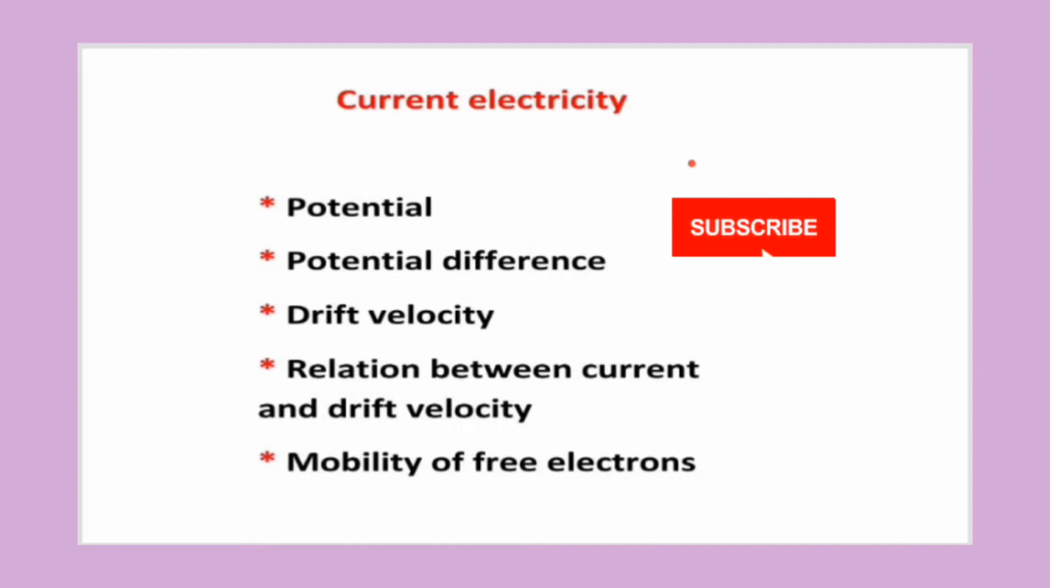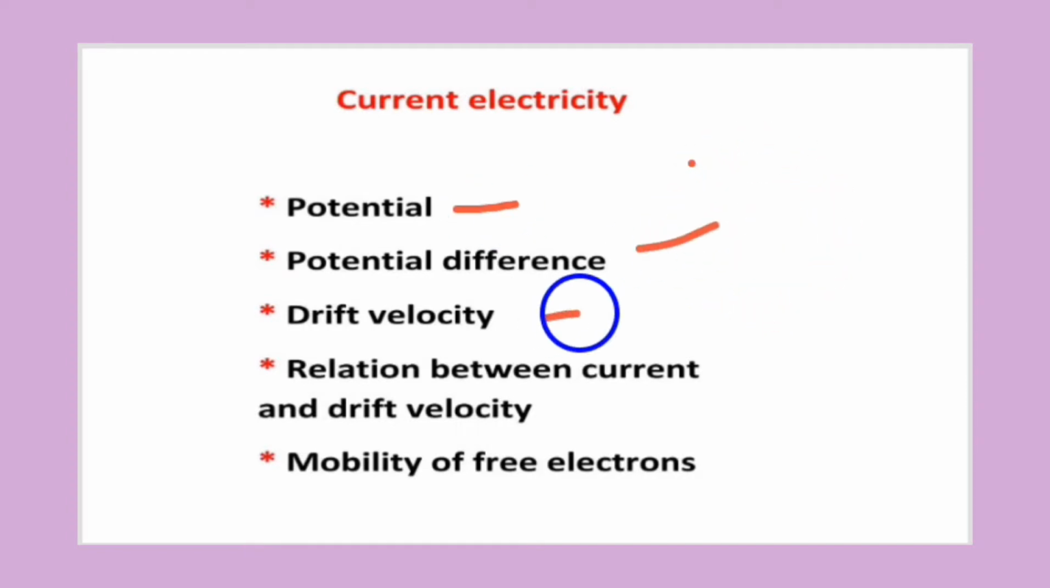So in this video we shall check out potential difference, drift velocity, the relation between current and drift velocity, and mobility of free electron. Very important points from the exam point of view. Let us check it out now.